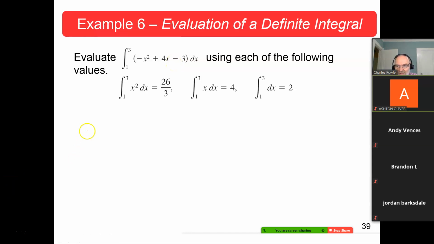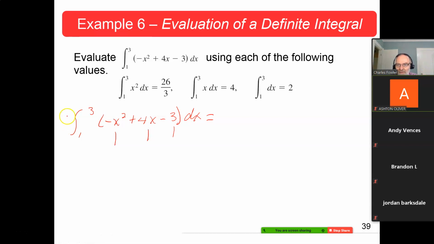So I'm going to write this down again. This time I will write it down. The integral from 1 to 3 of minus x squared plus 4x minus 3 dx. Here's how I'm going to write it. I'm going to split this into 3 integrals, that one, and that one, just like we did with our sum and difference formulas.